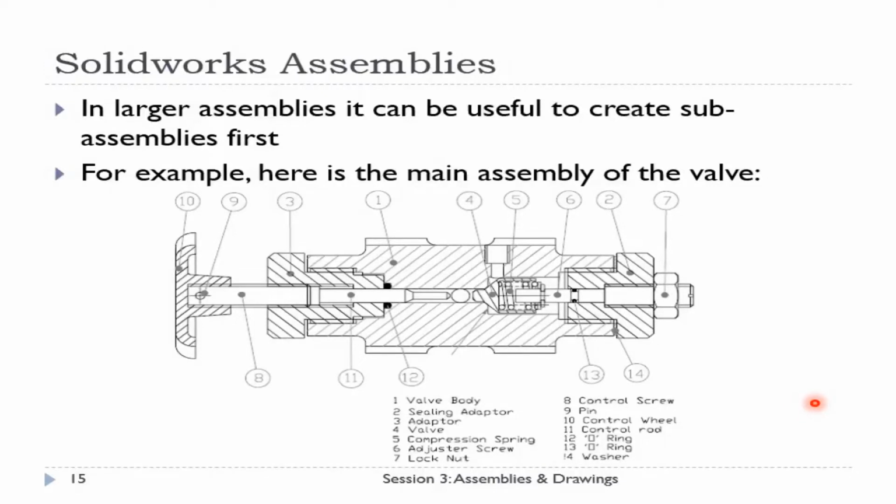And for larger assemblies, it's useful to create different sub-assemblies first. So we have an example. This is the example of the pressure relief valve that we are going to be completing today. Here we see a number of components. It's showing a cross-section view of the complete assembly, and then we have balloons attached to each component with different numbers, and then we have a very simple part list showing the part number in the balloons and a part description.